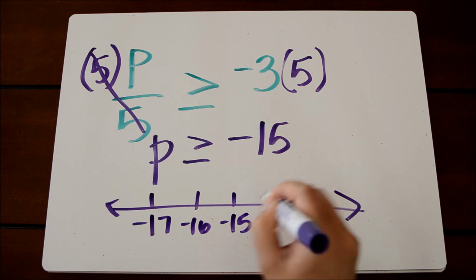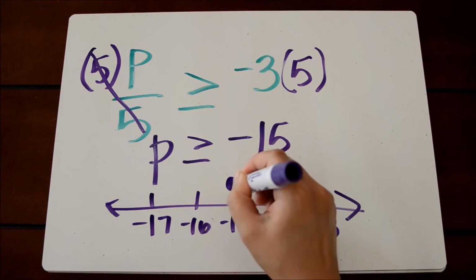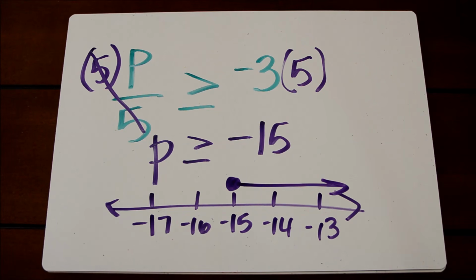Let's take a look at what this looks like on the number line. We're going to have a closed circle over negative 15 and an arrow to the right. So this is confusing for a lot of students because they think negative 14, negative 13, those types of numbers are smaller than negative 15, but you have to think that on a number line, any number to the right will actually be a bigger number, not a smaller number.